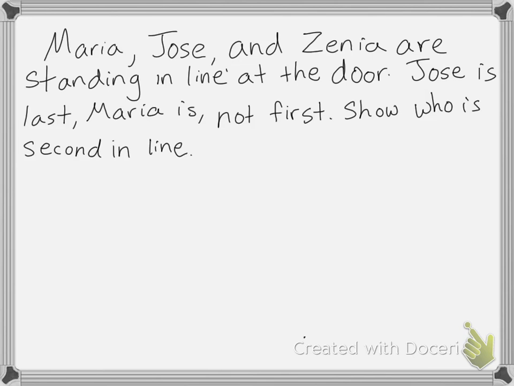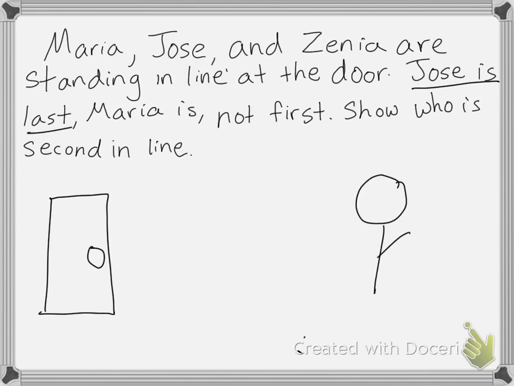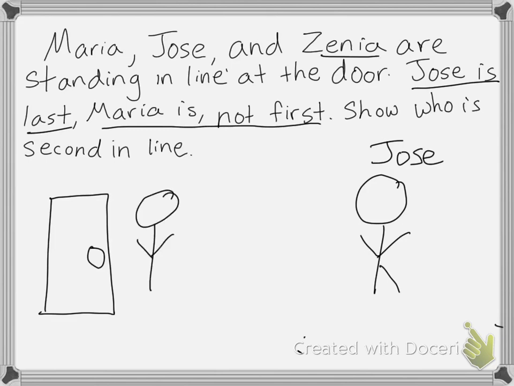So we have Maria, Jose, and Zania, all right? So we're going to draw, here's my door. Okay. And I can see that Jose is last. So I know Jose is going to be the farthest away from the door. So here's Jose. And then it says Maria is not first. So since Maria is not first, I know that Zania must be first. Okay, so we're going to put Zania right next to the door because she's first in line. So since I only have 3 people, that means Maria has to go here in the middle.